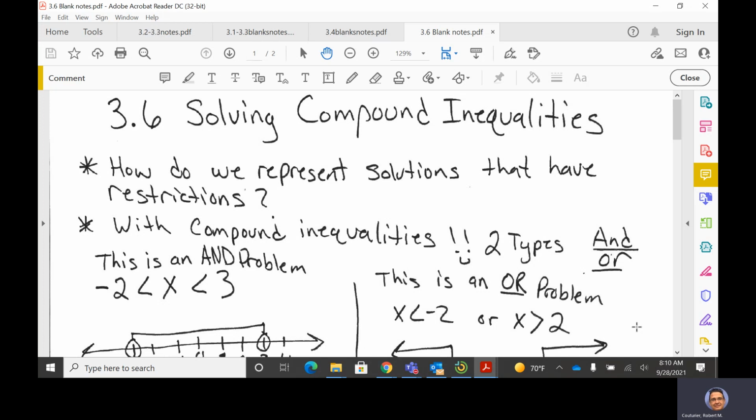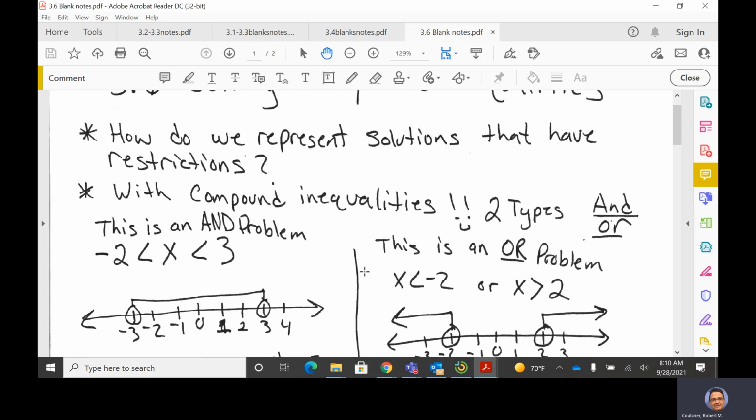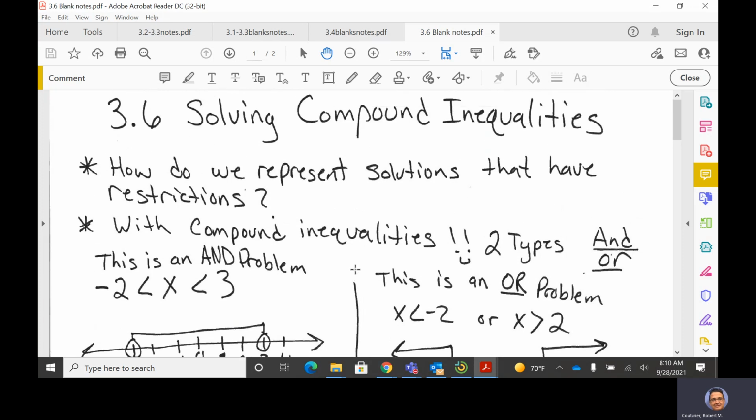And we have been solving the ones that are either this side of the number line or that side of the number line. And now we're getting to just a slightly different aspect. What happens if it could be different sections? We're going to exclude portions of the number line this time. And these are called compound inequalities.